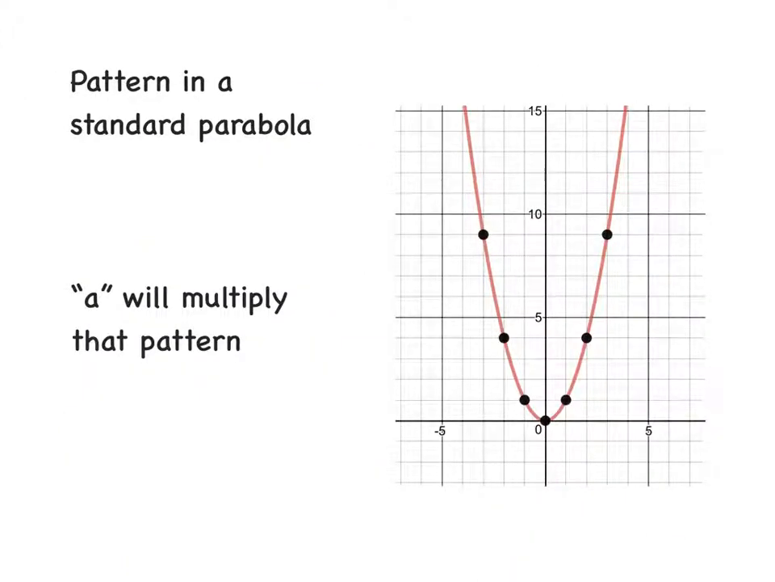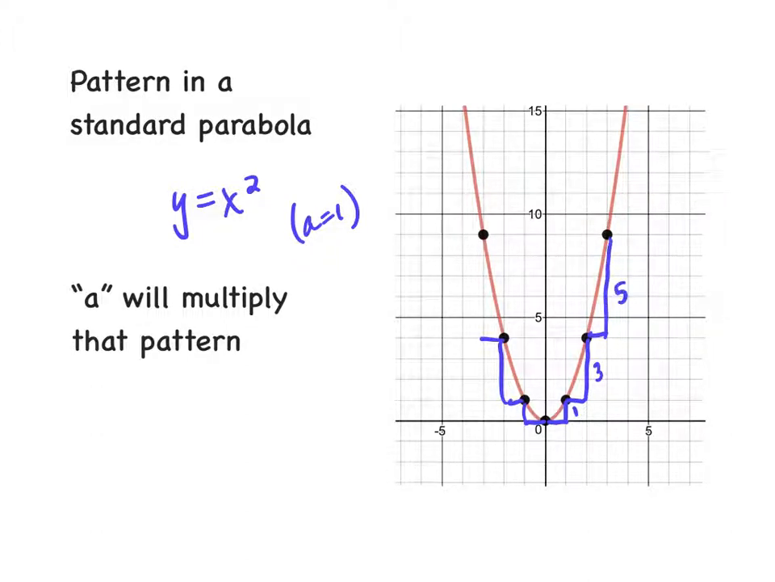So, pattern in a parabola. This is the standard y equals x squared parabola. If there is no a value, or an a value of 1, then the pattern it takes goes out 1 and up 1 in both directions, out 1 and up 3, out 1 in both directions, up 5, and what you would find is this pattern here would go up 1, up 3, up 5, up 7, up 9, so on and so forth.